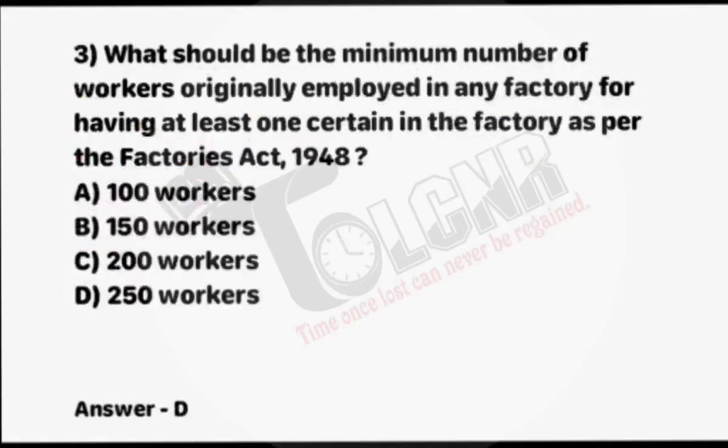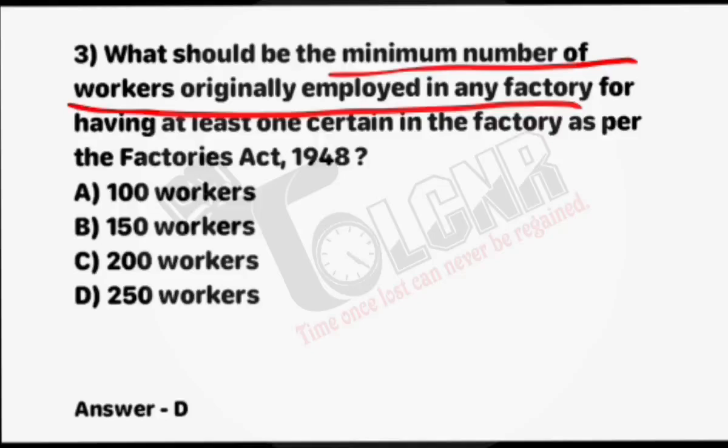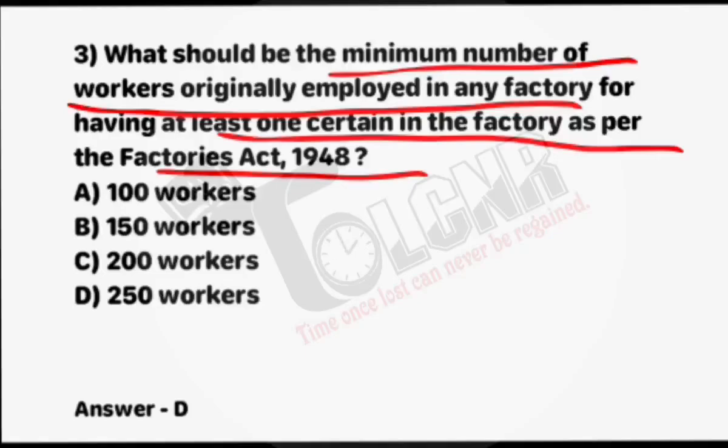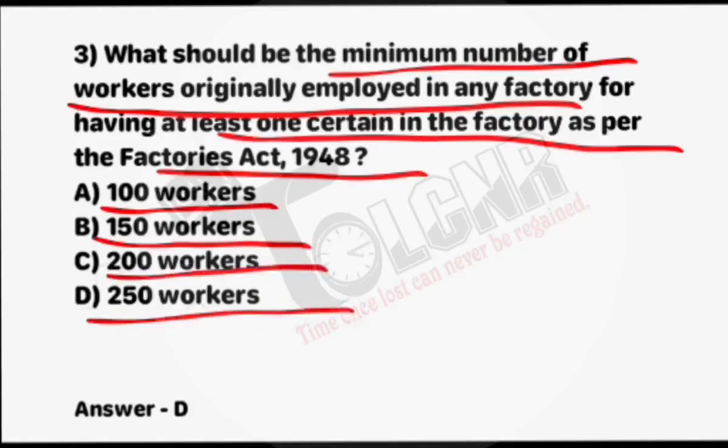Next question, what should be the minimum number of workers originally employed in any factory for having at least one canteen in the factory as per the Factories Act 1948? Option A 100 workers, option B 150 workers, option C 200 workers, option D 250 workers. Option D is correct, 250 workers. 250 workers should be the minimum number of workers originally employed in any factory for having at least one canteen in the factory as per the Factories Act 1948, right?